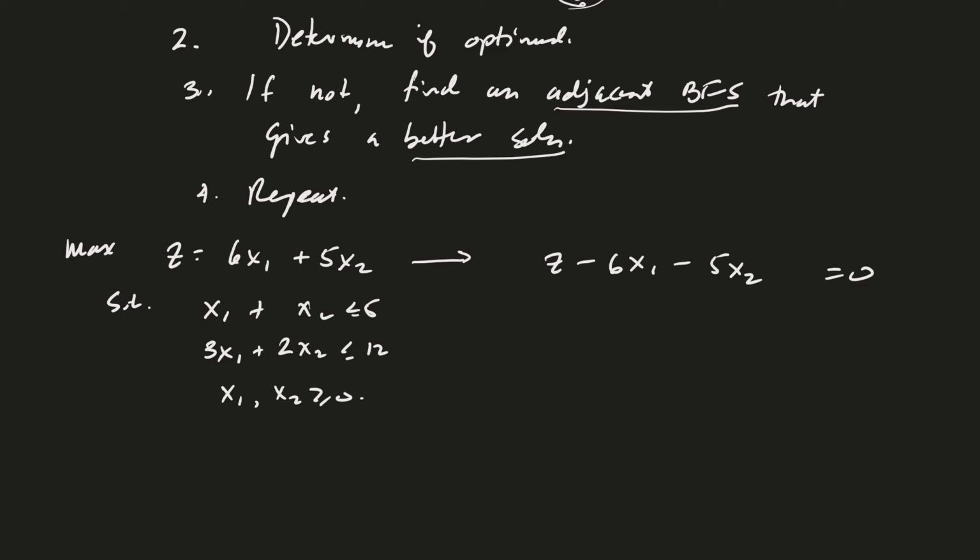And underneath of here, let me get some space here for my slack variables that I'm going to need. And so now my first constraint is going to be x1 plus x2 plus s1 equals 5. And the second constraint will be 3x1 plus 2x2 plus s2 equals 12. Good. All right.